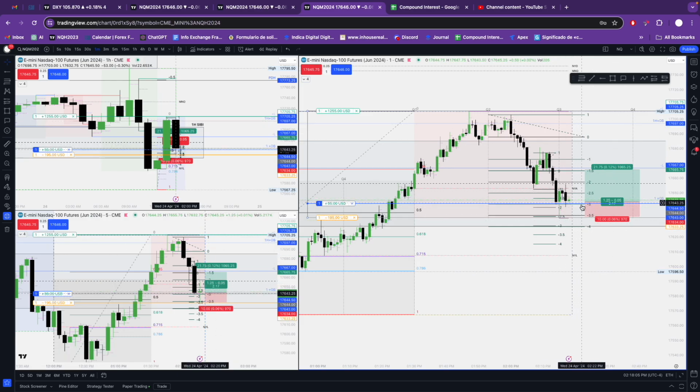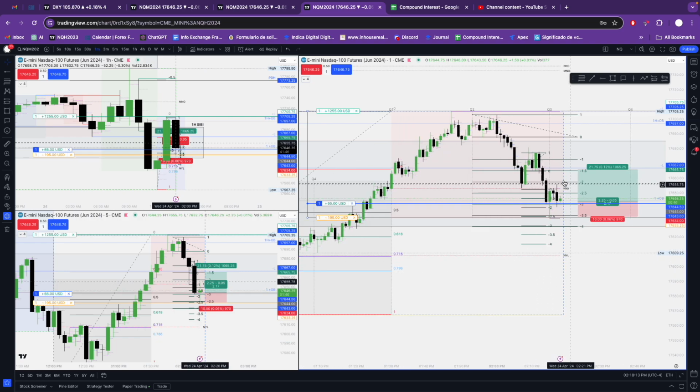Where is our accumulation, manipulation, distribution? Where is stage 2 of our market maker sell model? Here we go here. Stage 1, run down. Could this have been stage 2?